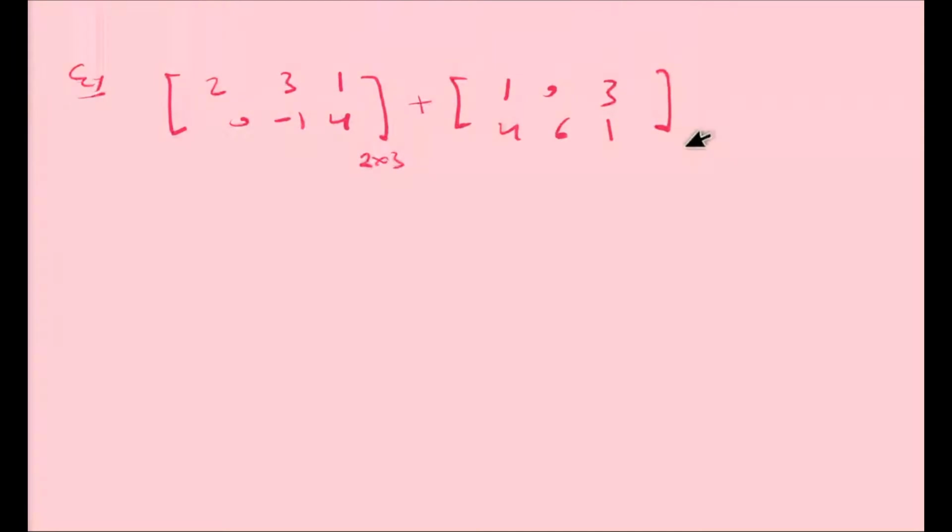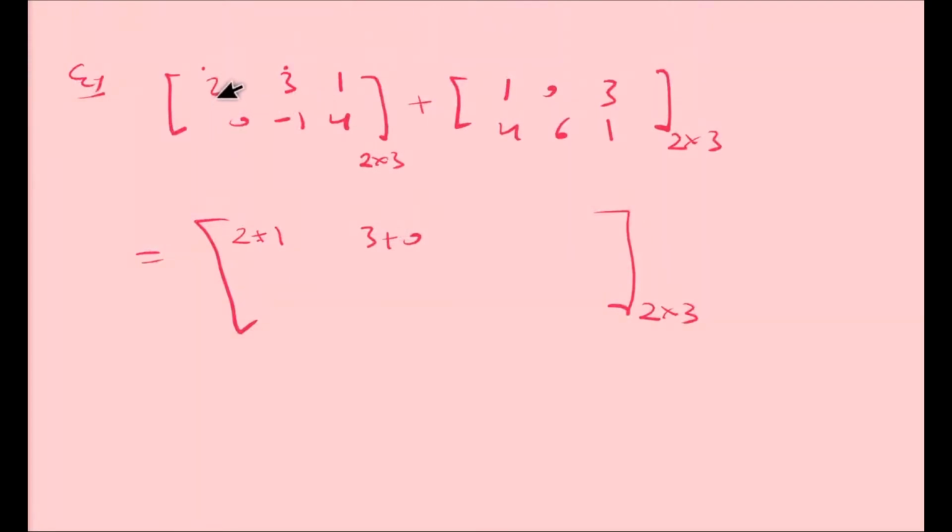Now example, add the matrix 2 3 1, 0 minus 1 4 plus this matrix 1 0 3, 4 6 1. Order is same here. You can see order is 2 into 3. Here is also order is 2 into 3. So what will be the result? Result will be also order of 2 into 3. So what is the first member? That is 2 plus 1. Okay. Now you can add 3 plus 0. The corresponding elements you are adding here.